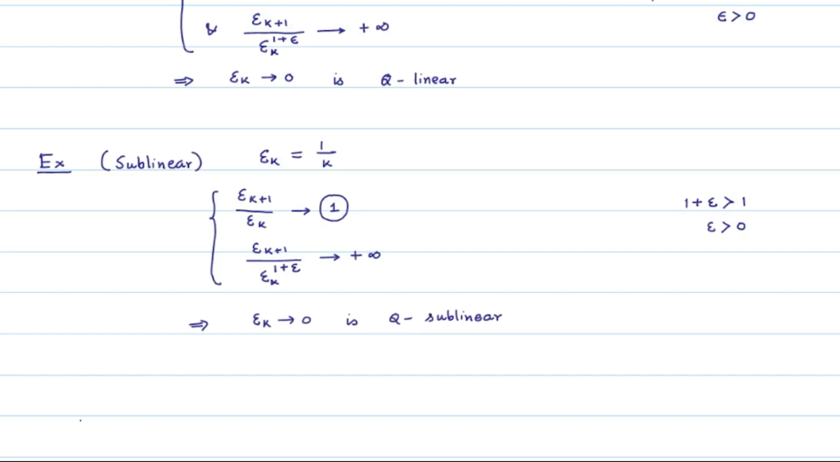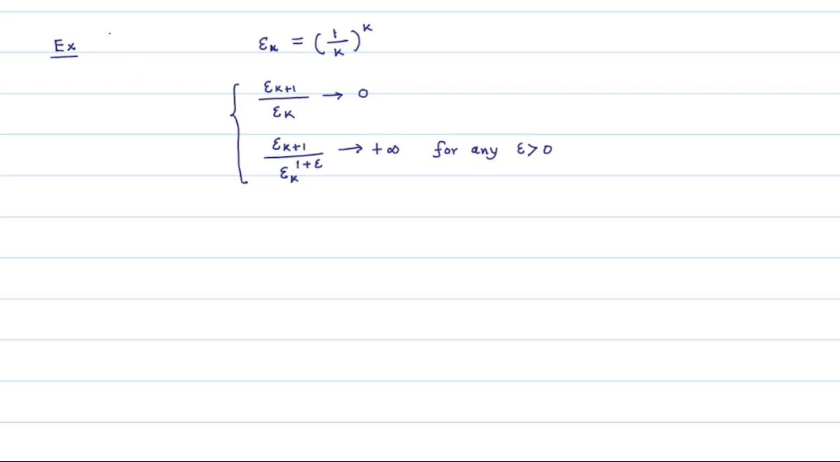I would like to consider the next example as the sequence epsilon k as 1 upon k to the power k. For this sequence, please check that epsilon k plus 1 divided by epsilon k is converging to 0, and for any epsilon greater than 0, epsilon k plus 1 divided by epsilon k to the power 1 plus epsilon is diverging to positive infinity. And therefore convergence of this sequence epsilon k to 0 is q superlinear.